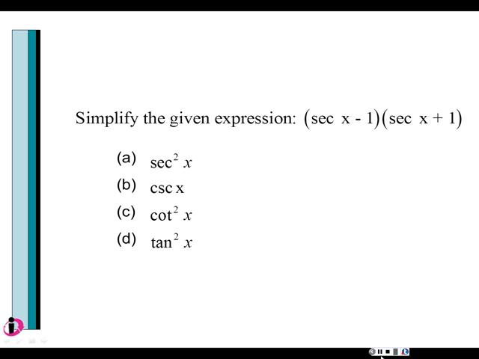And then I think we can see it now. 1 minus cosine square, what is that? Sine square, right? Remember, sine square plus cosine square equals 1. From that we can write 1 minus cosine square equals sine square, and 1 minus sine square equals cosine square. So this becomes sine square right now. And sine square over cos square x, which is tangent square. So the right answer is D here.